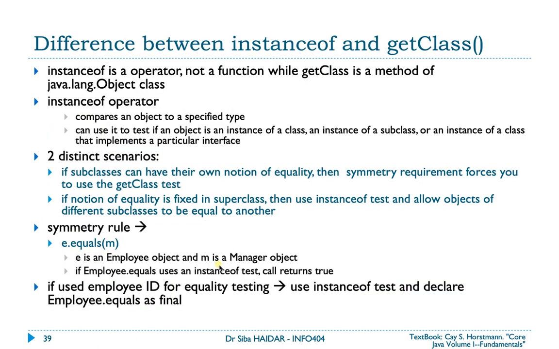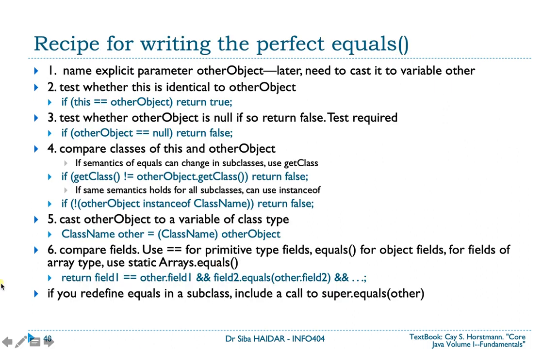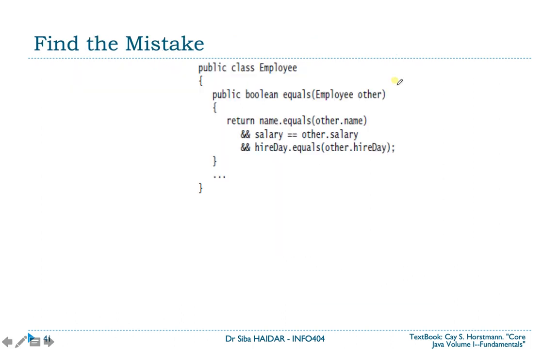So this is it. If you redefine equals in a subclass, include a call to what? To super.equals. This is the last and condition for the perfect equals. Now find the mistake in this equals. What do you think? There is one.